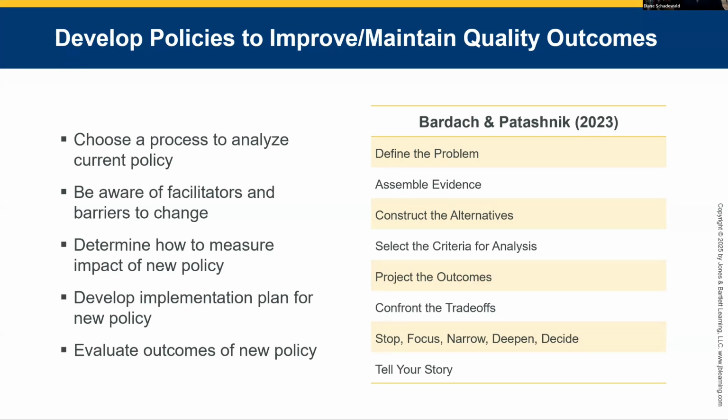So you really have to come up with a way to measure the new policy to know whether it's working or not. And then to make sure that the policy is being implemented the way you wanted it to be, you have to develop an implementation plan for the new policy. And then, of course, how you're going to evaluate the outcomes. How are we going to know whether this really worked to help solve that conflict or the problem that we wanted to address?